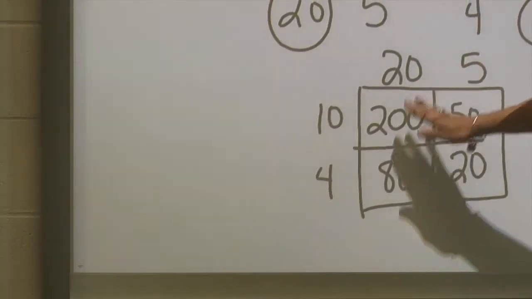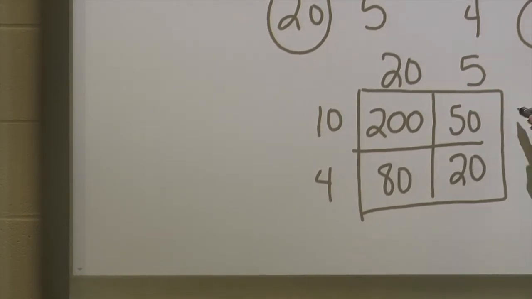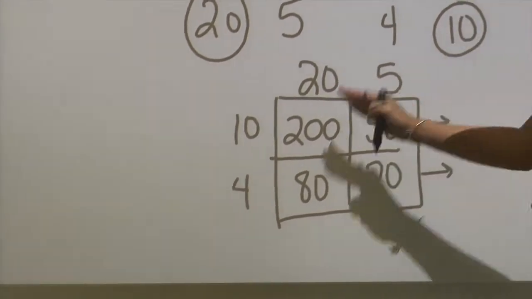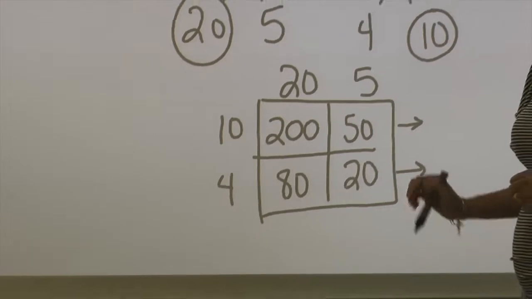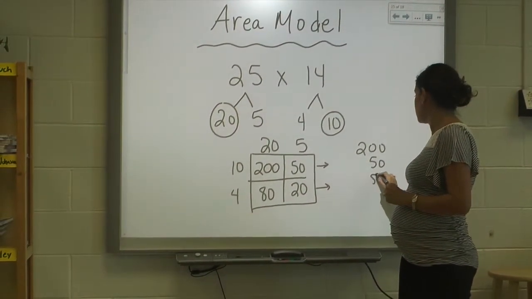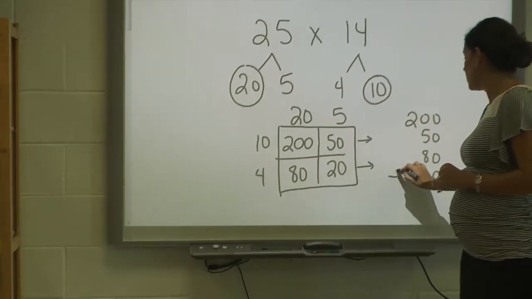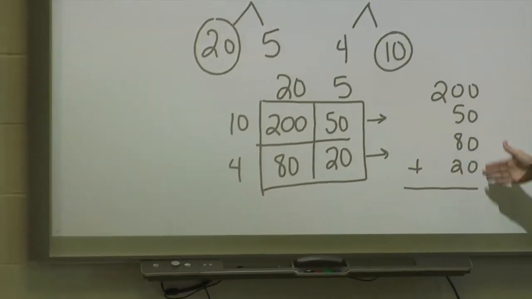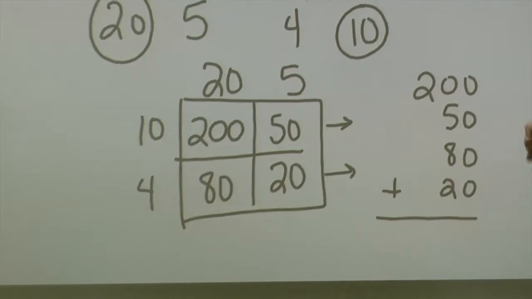Then I ask the students to take all the information out of this box, stack them up, line them up by place value, and then add them. Once they've lined them up by place values, I do one place value at a time.